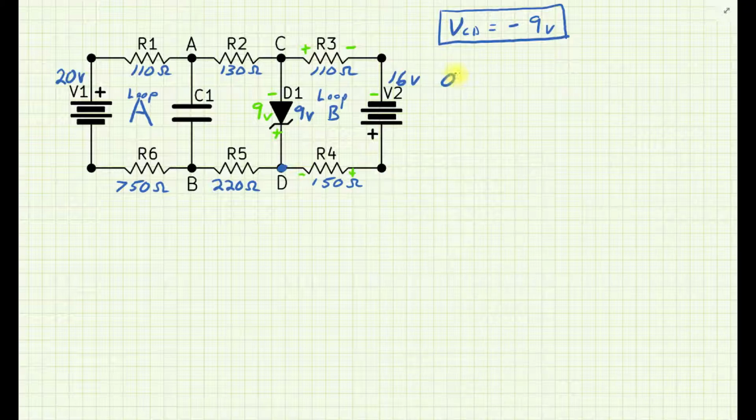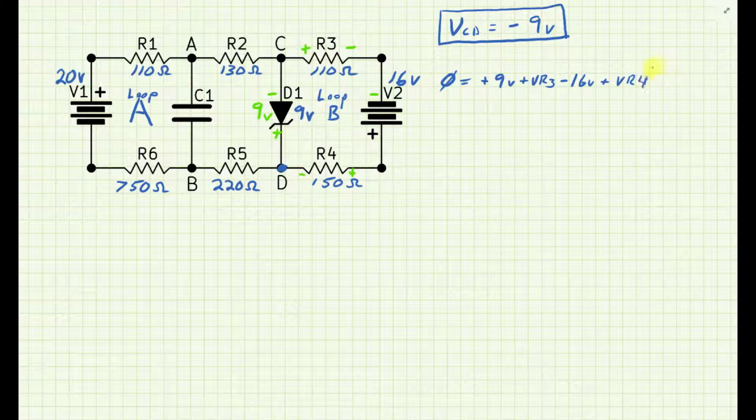So 0 equals, always 0 equals, and I'm coming up and I see plus 9 volts. So I've gotten through D1, and then I'm coming around to R3, plus VR3, coming around minus 16 volts. It's a known voltage and polarity. And then back to R4, plus VR4. All right.